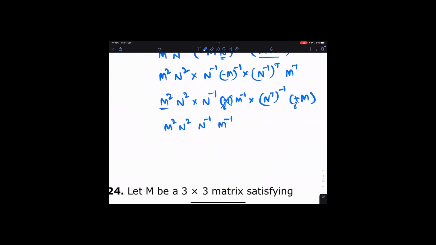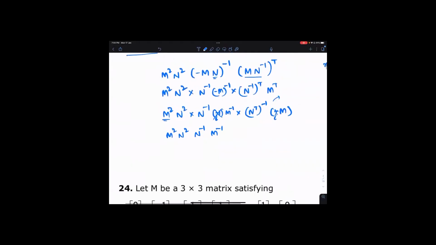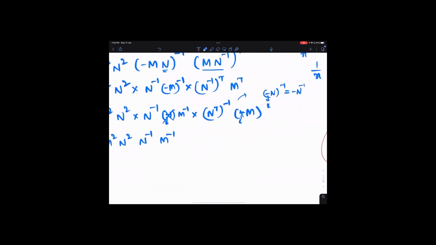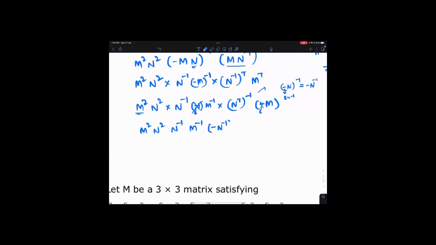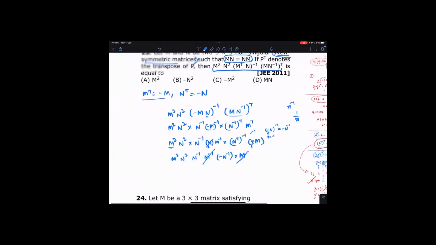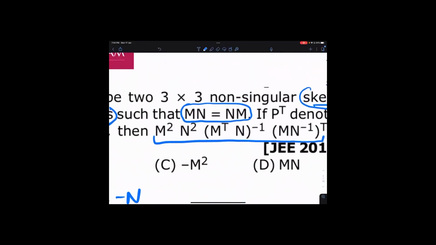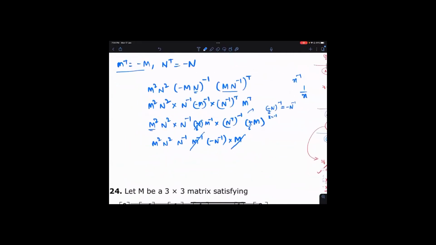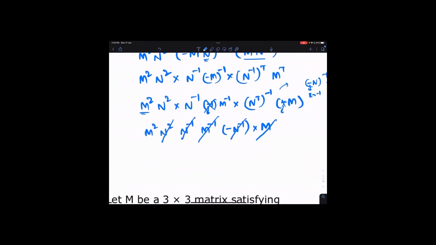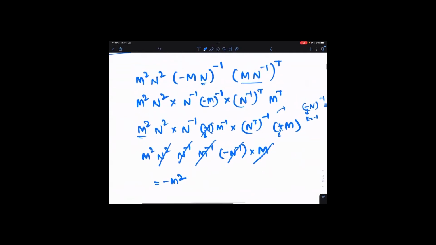What is N transpose whole? N transpose is minus N, correct? So minus N whole inverse will be simply minus of N inverse. Here K is minus 1, guys. So minus of N inverse we will get. That's it. And finally, what is remaining at the end? M. Just like polynomials, these two you cancel. We are only able to do it because MN equals NM here. And then N inverse, N square cancelled. One minus is remaining. Answer is minus of N square.